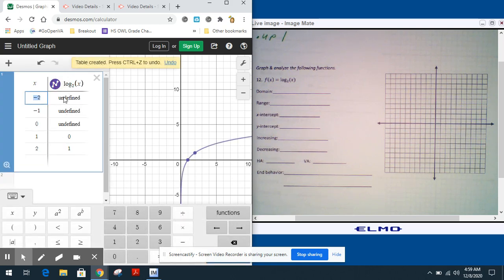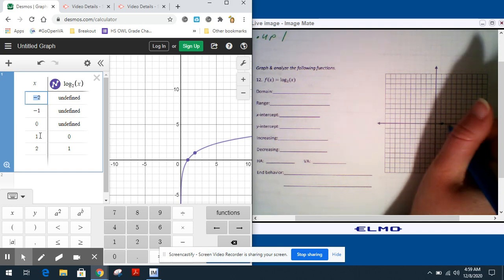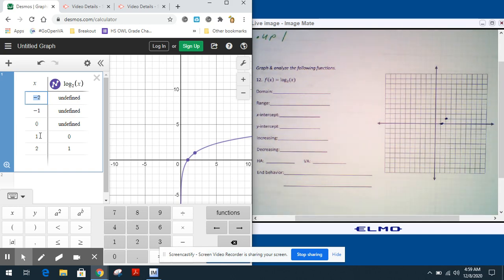So I see here, this is all undefined. That means I'm going to have a domain restriction. So I have (1, 0) as a good point, and then (2, 1) is a good point. Let's see, probably (4, 2) would be another good point.